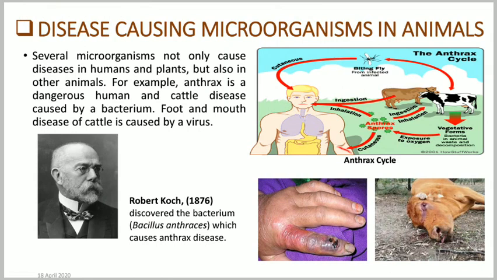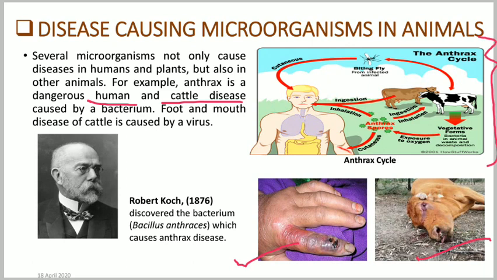Here we have a dangerous microorganism disease, that is anthrax. Here we have some pictures of the disease caused by anthrax in human beings as well as in animals. So anthrax is a disease which is found in humans as well as in cattle, and it is caused by what? Bacterium. Now, foot and mouth disease of cattle is also caused by what? Viruses. Here we have a picture of the anthrax cycle.